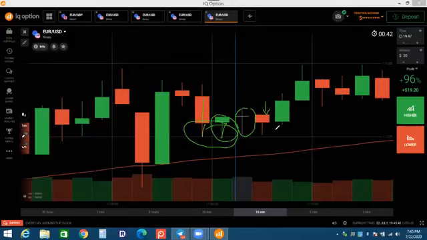And now the sellers are getting weak again. Weak again. There is a bearish hammer. It's showing that sellers are getting weak. Go with the buyers. Okay.